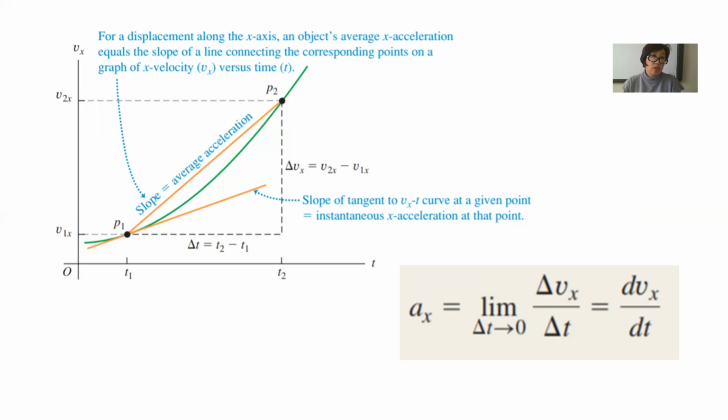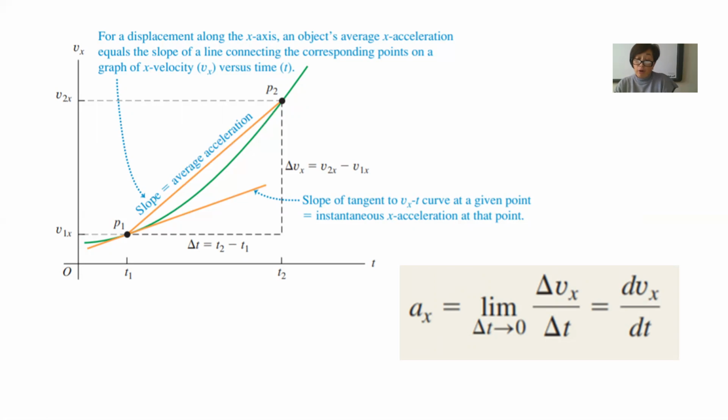on the graph of velocity versus time. This slope equals the average acceleration. But the slope of the tangent to the vx-t curve at the given point will be the instantaneous acceleration at the point. Here, slope equals average acceleration. Here, slope equals instantaneous acceleration at the point.